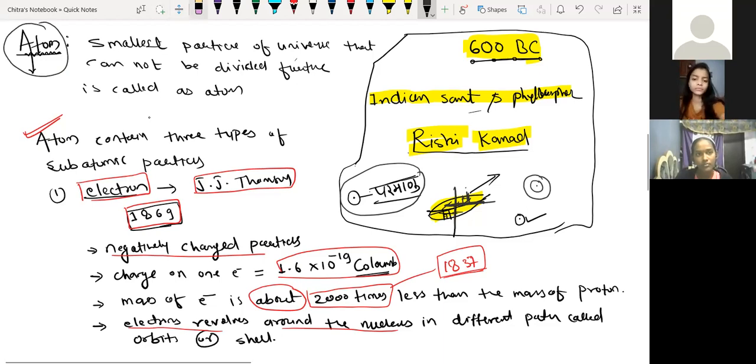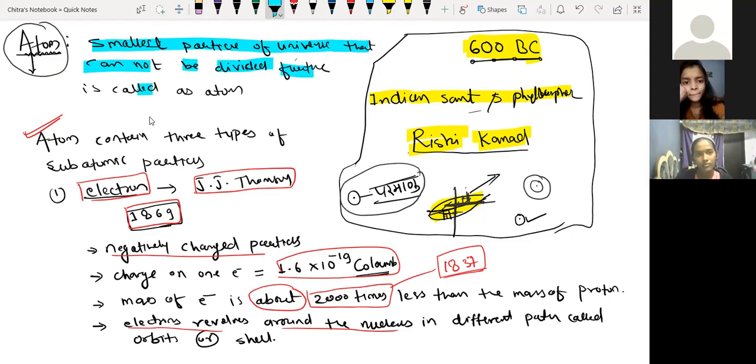So what is an atom basically? The smallest particle of the universe, the smallest particle that cannot be divided further, is called an atom. And again, all the atoms may have different properties.